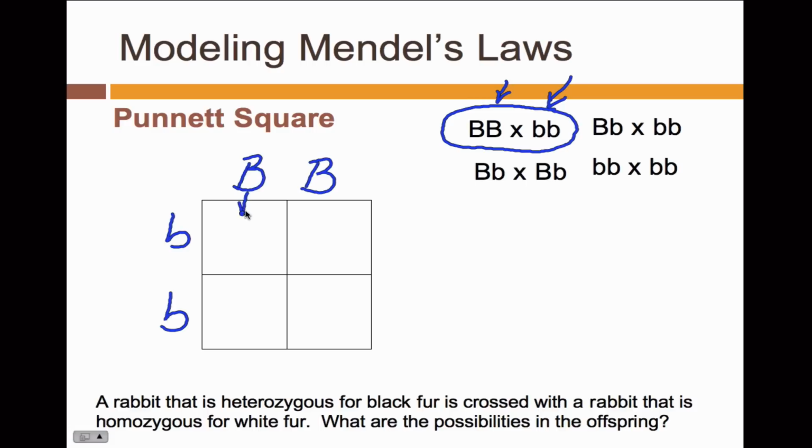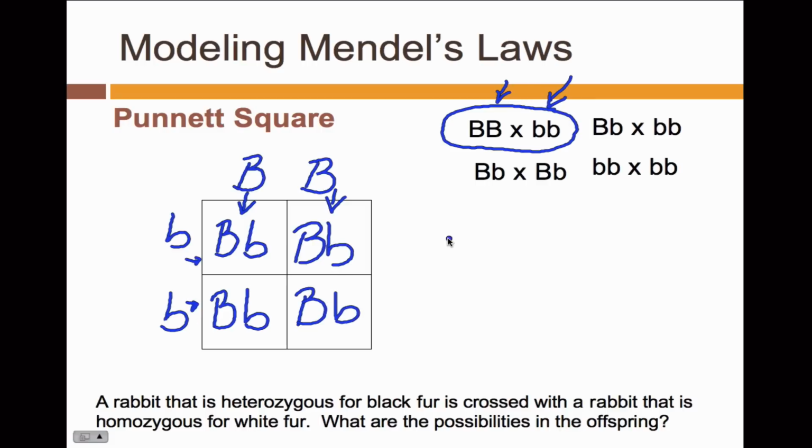So we would bring this B down and we would bring these B's over. And again, we would bring this B down and these B's over. And you notice in this situation, 100% of the offspring are now heterozygous dominant. So 100% of these rabbits would have black fur. We wouldn't see any of the white fur show up with this cross.